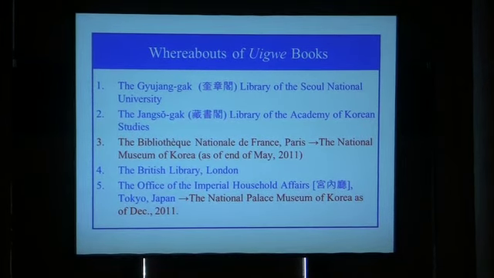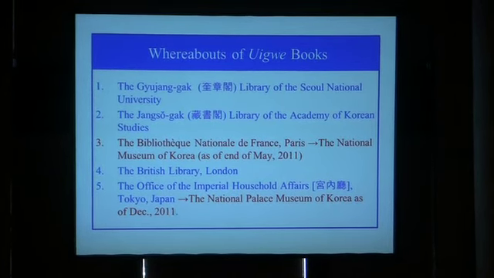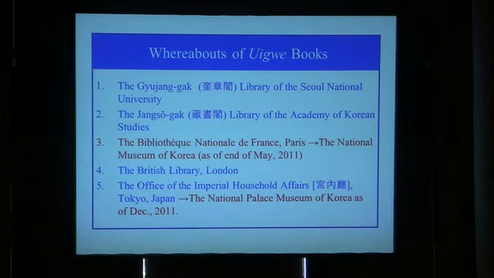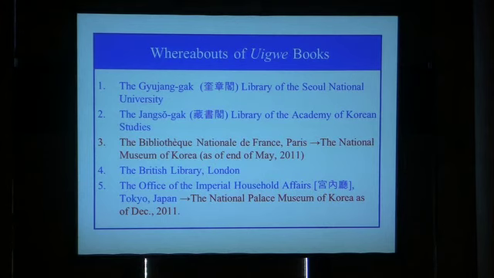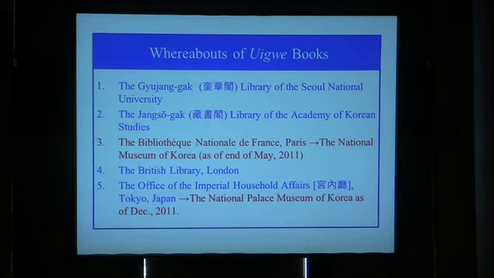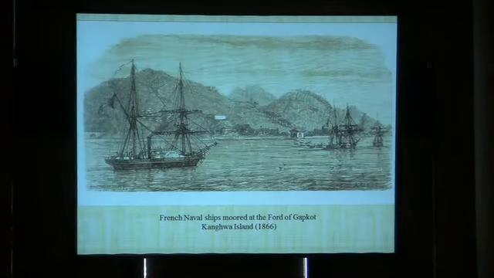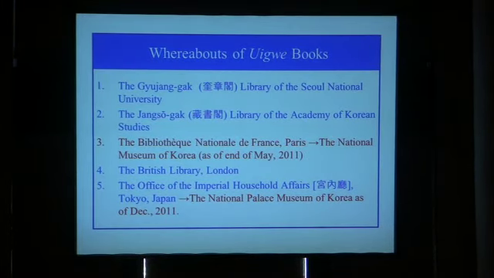Now, Ms. Claire Waters just mentioned that we got everything from Paris in 2011. So these are the places where the Uigwe books are now kept. So except for number 4, the British Library one, all the identifiable or existing Uigwe books are in Korea now.